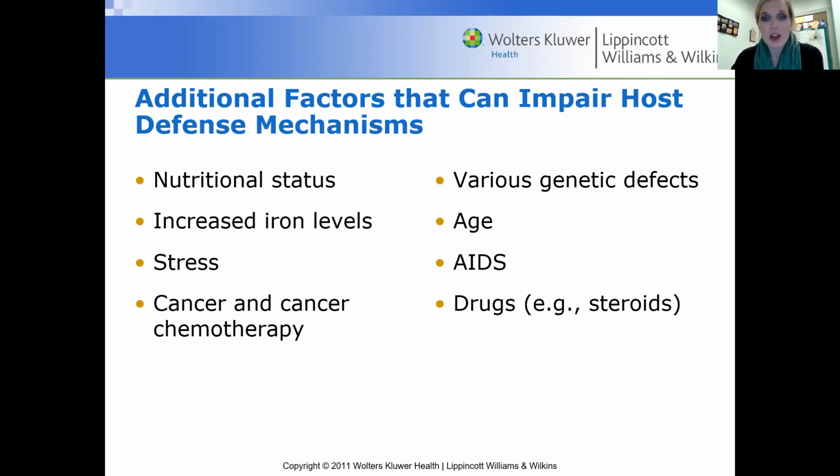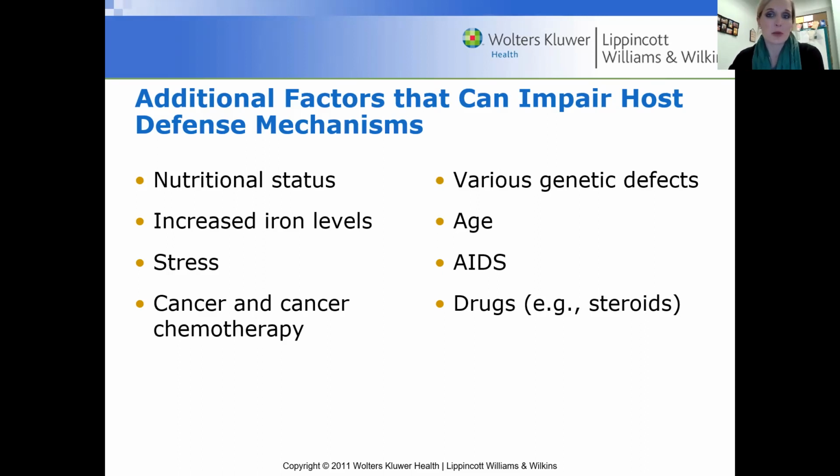Cancer and cancer chemotherapy both can weaken the immune system. Various genetic defects: sometimes people are just genetically predisposed to certain things and can't fight off certain things because of their genes. Age, again: those who are elderly have a weaker immune system, and newborns and infants haven't developed their immune system yet. So age is a big factor. AIDS as well. Remember the immunodeficiency syndrome: a patient with AIDS is definitely going to have a weakened immune system.